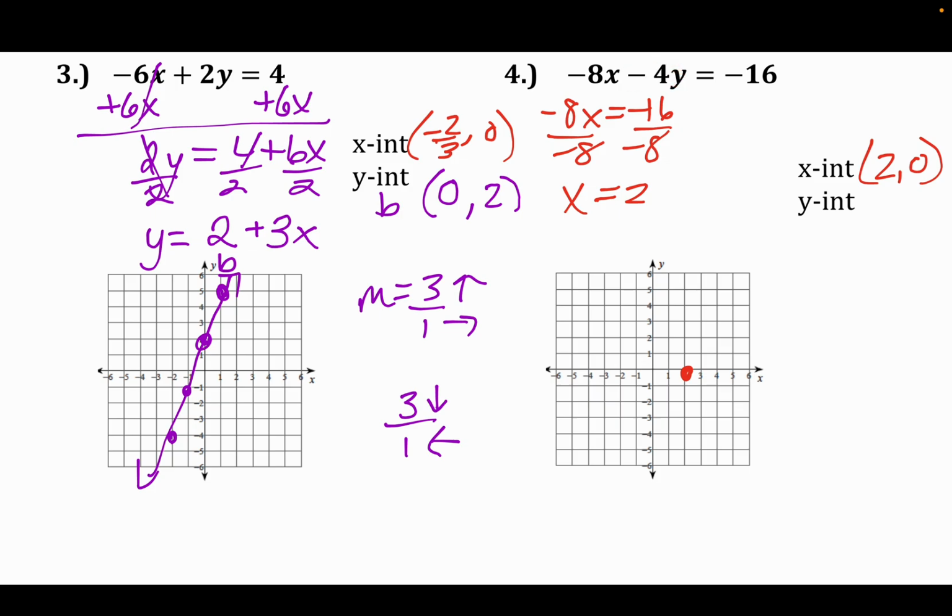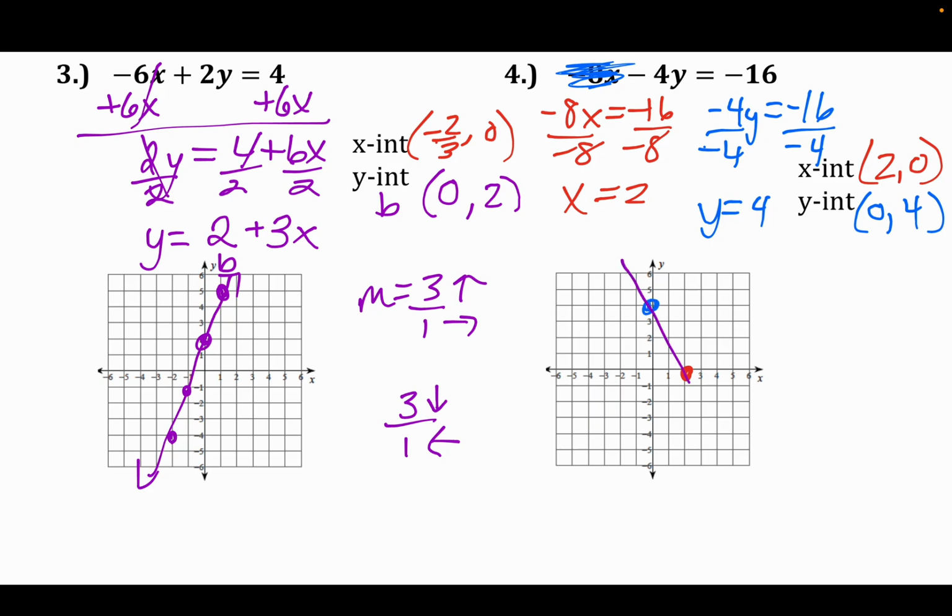If I get my y number, that means I want to make my x a 0. So eliminate or zero out your x and write your equation. Negative 4y equals negative 16. Same thing. This is a whole number. Divide by negative 4 on both sides, and I'm going to get y equals positive 4. So I know my y-intercept is going to hit on positive 4, and I have my graph. All I have to do is connect those 2 points, and we're done.